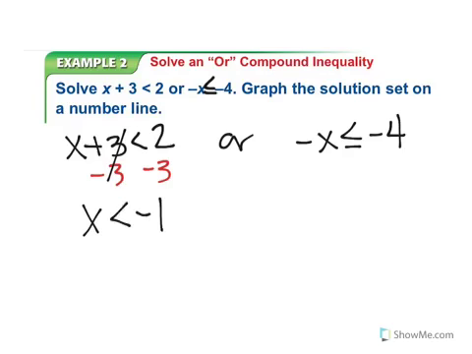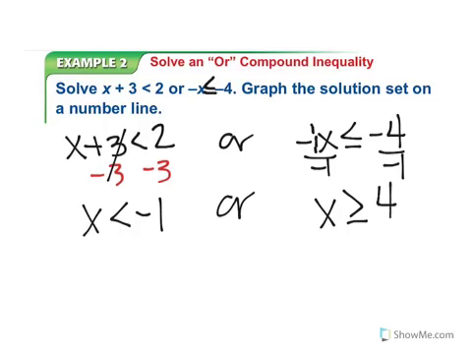On the other side, we have to divide by a -1, because technically, if there's not a coefficient in front of my x, we know that there's a 1. Well, since we're dividing by a negative, that means we're going to have to flip our inequality. And we're going to say x is greater than or equal to 4. Now we can graph our solution.